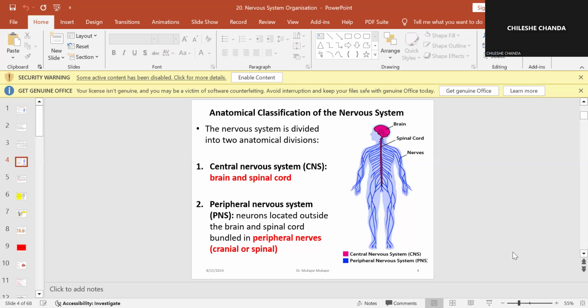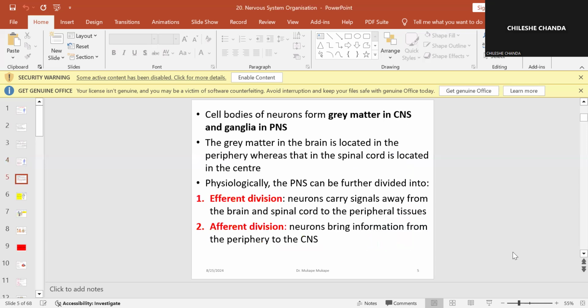So all the neurons that are located outside the brain and spinal cord are found in what is known as the peripheral nervous system. Now, these include the cranial nerves, those cranial nerves that we'll talk about, as well as all the spinal nerves. These are the parts that form the peripheral nervous system.